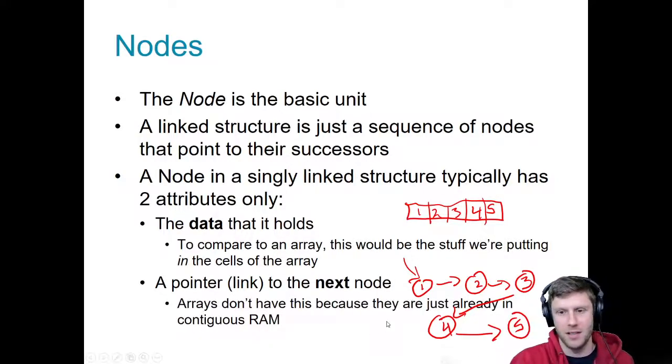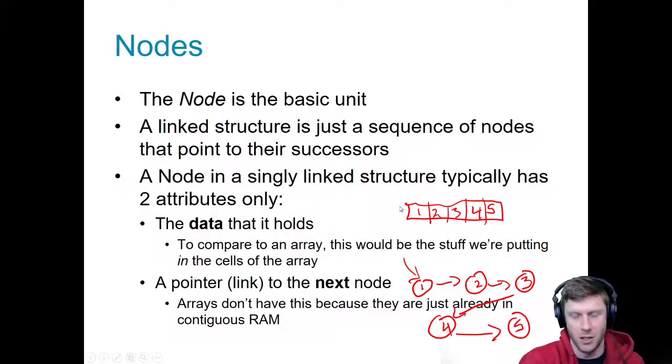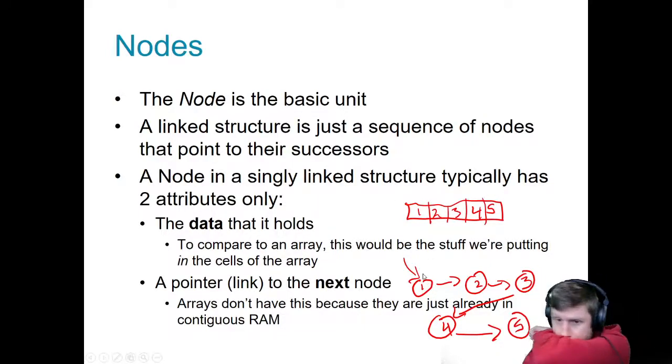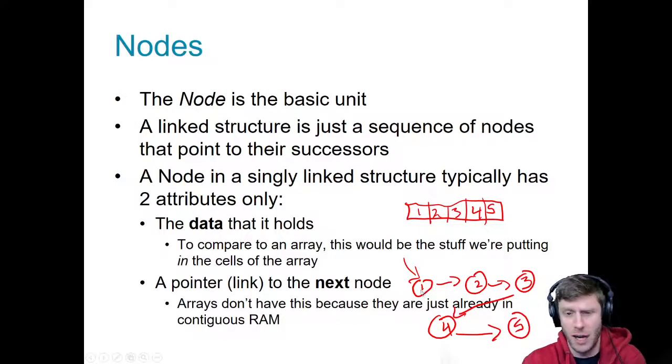Yeah, arrays don't have this because they're just already in contiguous RAM. Right. So with an array, I know exactly where to find the number that comes after the 1 in this example because it's going to be in the next available RAM spot. There's no magic to it. It's just, okay, where do I have to go look to find another integer? Where in this example, there's no assumption that these are in contiguous chunks of RAM. In fact, they very likely won't be. So we need a pointer to where that thing is stored in RAM.